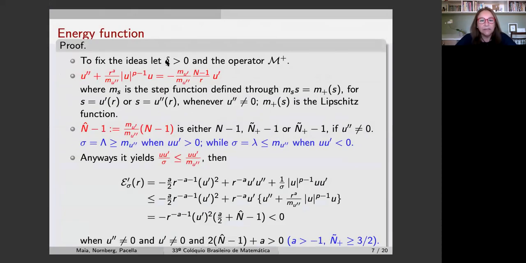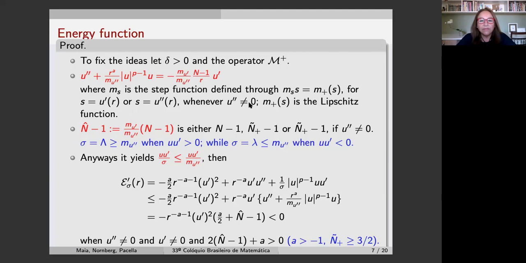To fix the ideas, let delta be positive and we take the Pucci plus operator. Then we can write the expression for radial solutions in this way: u double prime, r to the a, to the p minus 1, divided by some lambda small or lambda large, depending. And then you have this quotient, which gives lambda small or lambda large, depending on the signs, times n minus 1 over r u prime. So this is the general equation for Pucci's operator in the radial form, where M_s is the step function defined through M_s of s as M plus of s, for s equal to u prime, as you see here, or u double prime. Just a general expression for what we have been working with for Pucci's operator.